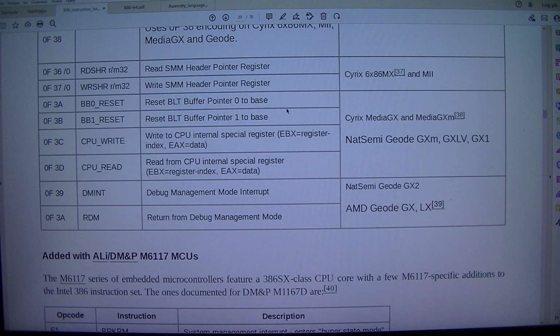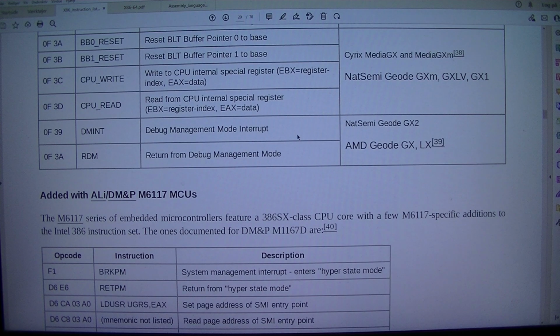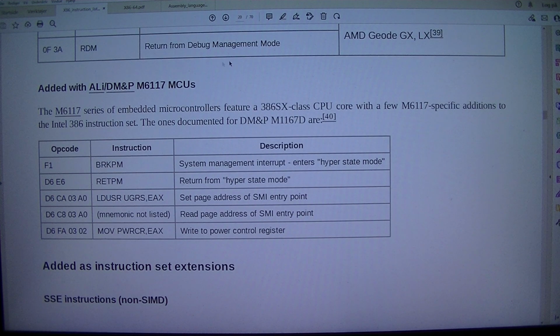38. NatSemi GXm, GXLV, GX1. 0F3B/BB1_RESET: reset BLT buffer pointer 1 to base. 0F3C CPU_WRITE: write to CPU internal special register, EBX equals register index, EAX equals data. 0F3D CPU_READ: read from CPU internal special register, EBX equals register index, EAX equals data. 0F39 DMINT: debug management mode interrupt, NatSemi GX2, AMD GX, LX. 39. 0F3A RDM: return from debug management mode.